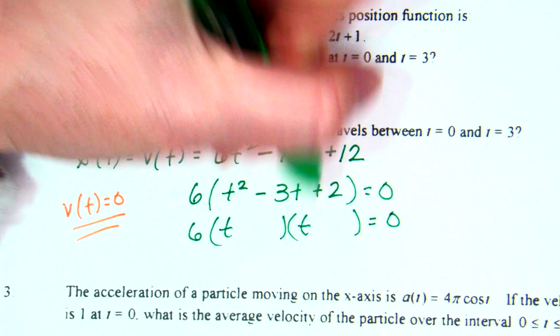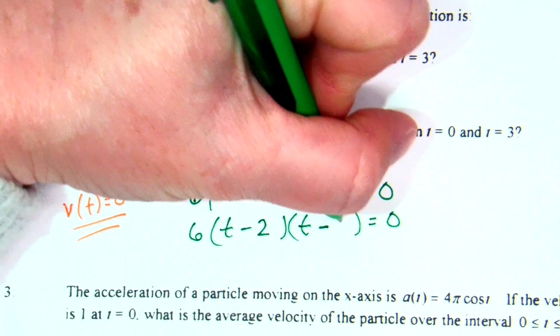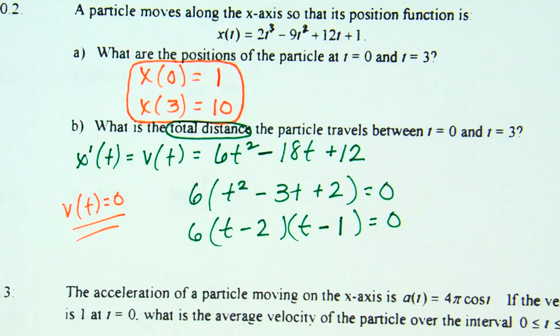Factors. T minus 2, t minus 1. T squared is t and t. T minus 2, t minus 1. So what are my t values here? 2 and 1. Yeah, set each part equal to 0, and my t values are 2 and 1. So what are those values?